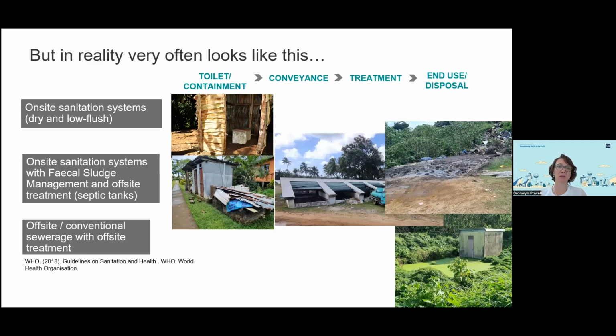But in reality, what we see is all kinds of variations of that, and not safely managed sanitation in many instances. So we see pit latrines that are not well sealed. We see septic tanks that are discharged direct to the surface. We see waste treatment plants where sludge is extracted before it's properly treated. And that bottom picture is just an effluent pond, basically. It's not being treated properly at a package plant.